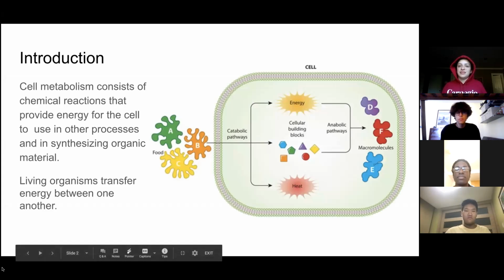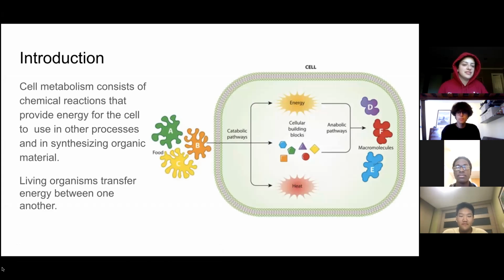Cell metabolism consists of chemical reactions that provide energy for the cell to use in other processes and in synthesizing organic material. As you can see, reactants are converted into one or more products, which occurs in things such as photosynthesis and cellular respiration. In living organisms, this is made possible by enzyme-mediated chemical reactions.